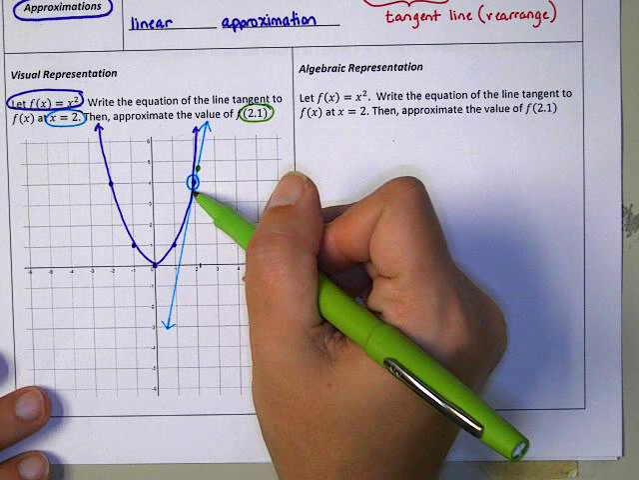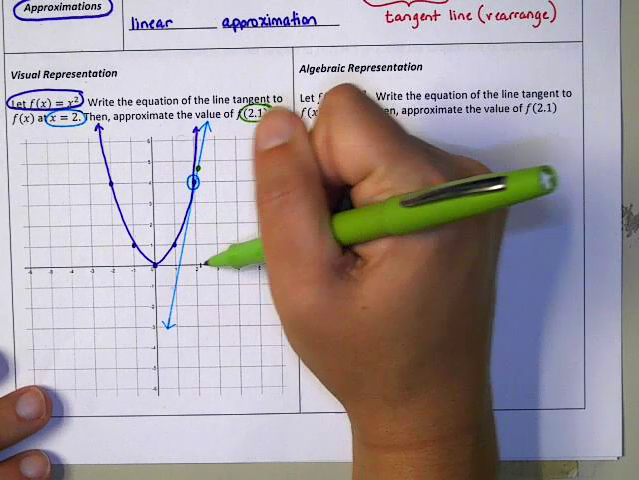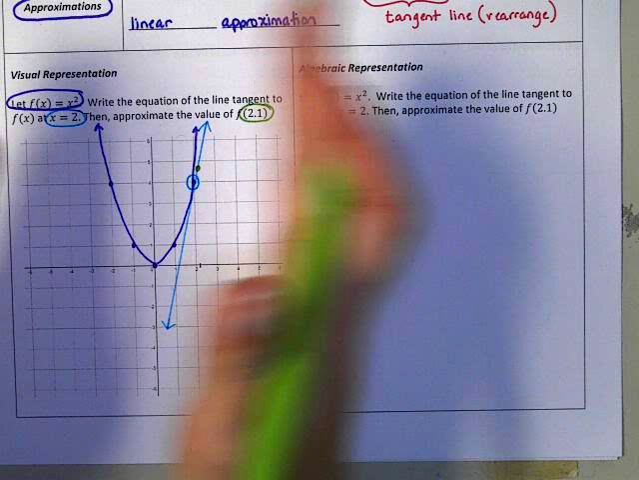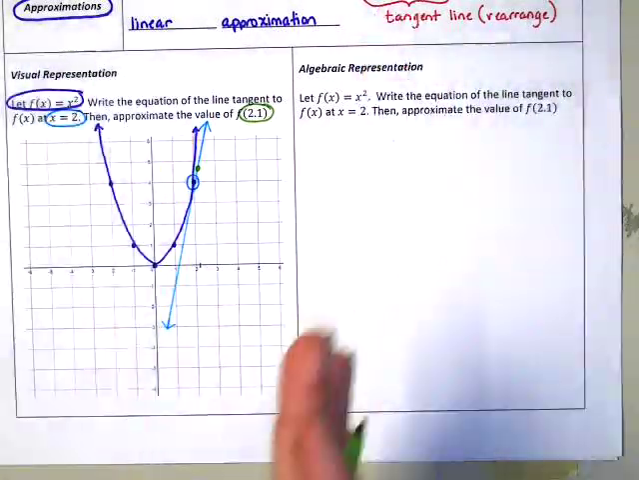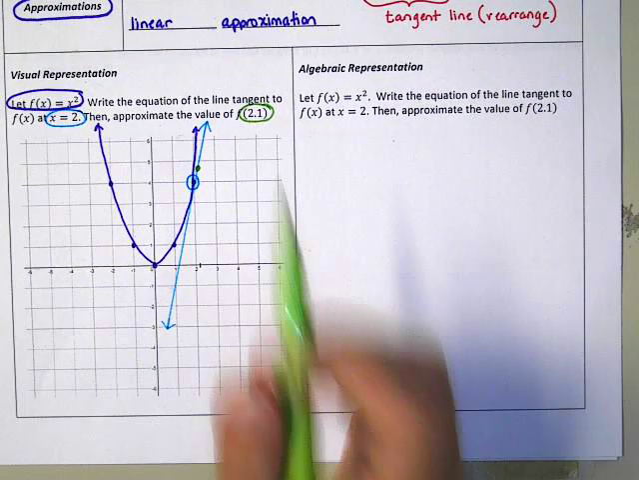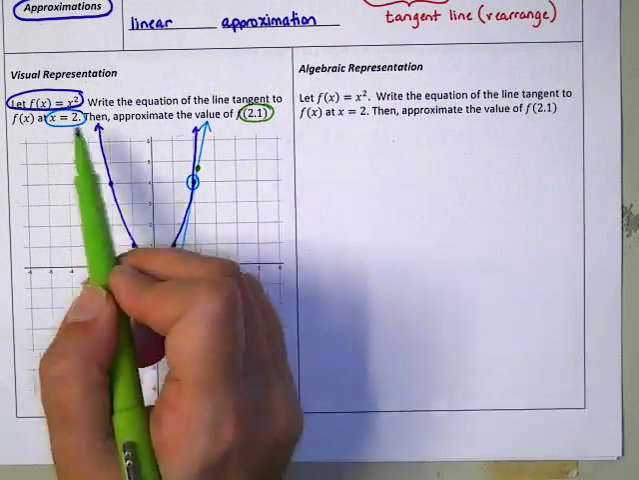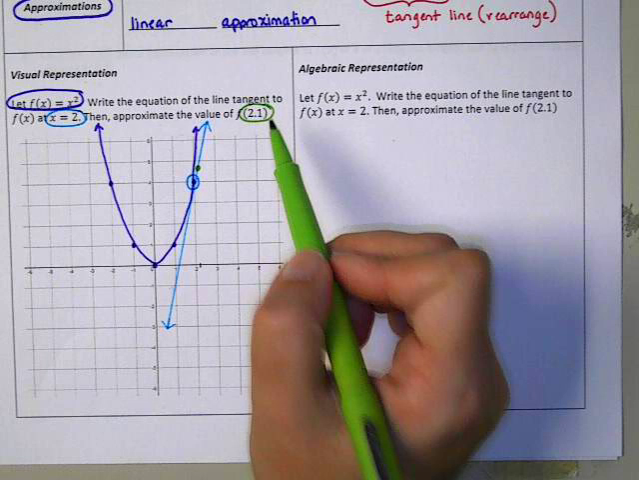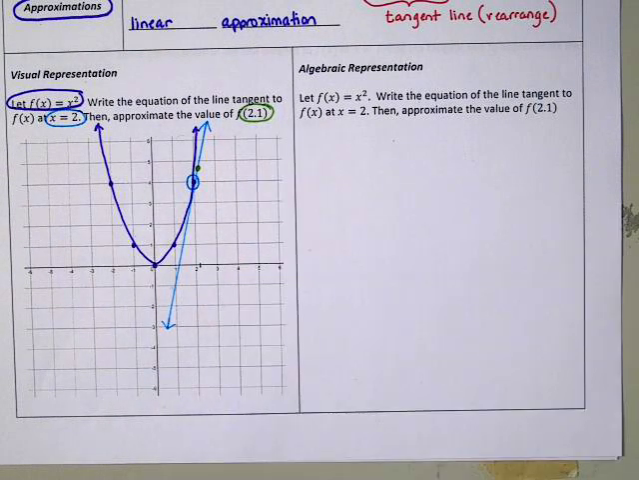Now the farther away we get, so if I went to where x is, I don't know, 4, the blue line would be much farther from the purple curve. So if we want to find 2.1, we want to use a number close to there that's easy to calculate, like 2. If we want to find 2.1, we're not going to use 4.